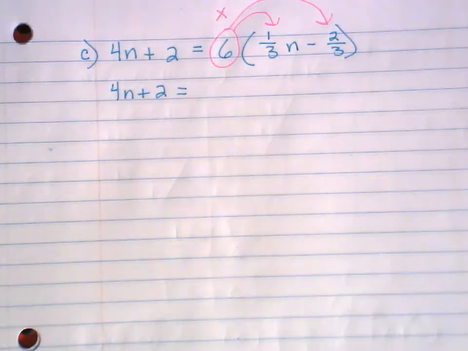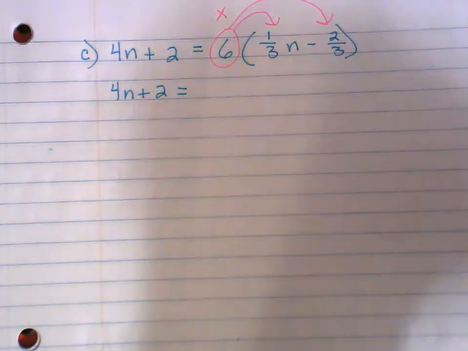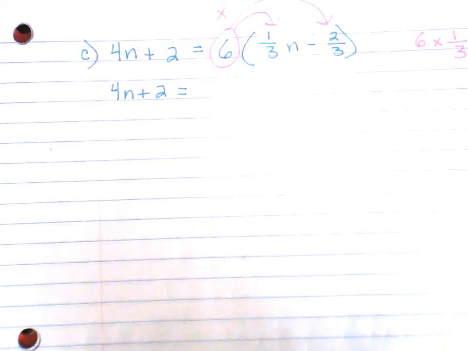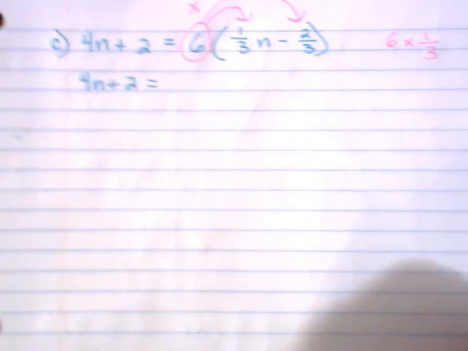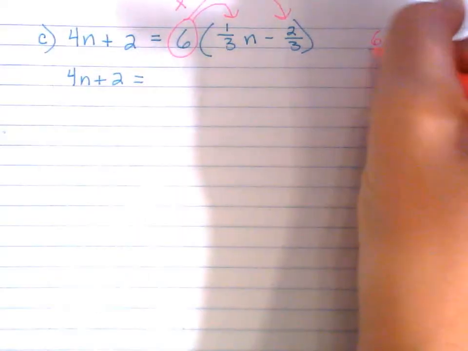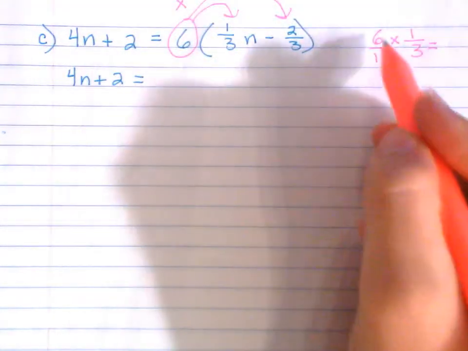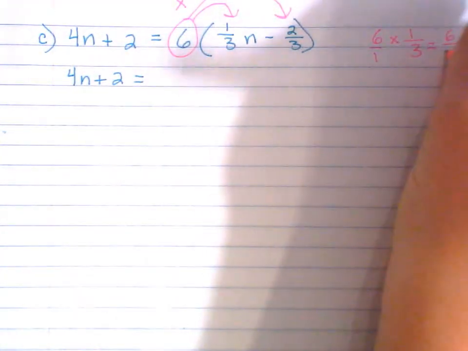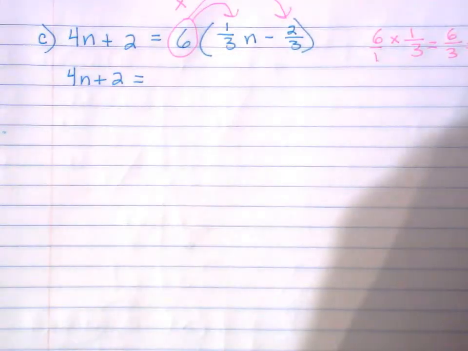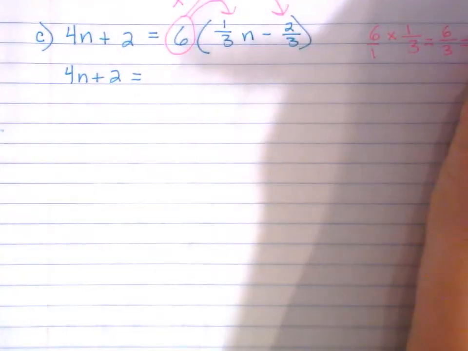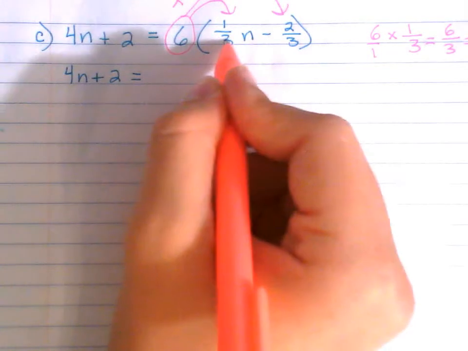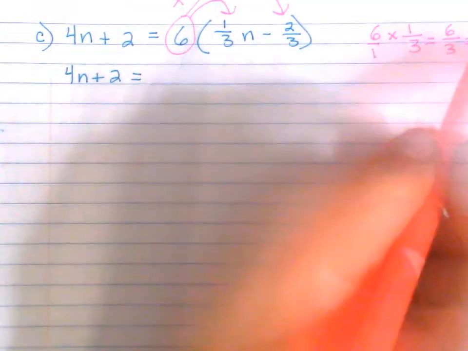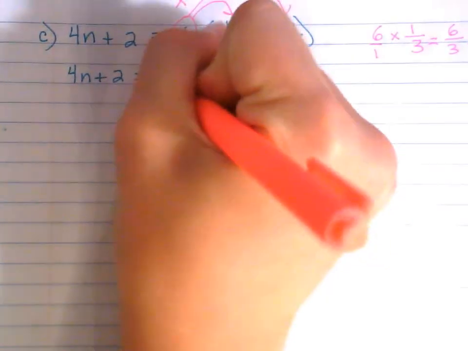Okay, so 6 times 1/3 n. Well, we know that 6 times 1/3, that 6 is over an invisible 1. So 6 times 1 is 6. 1 times 3 is 3. 6 divided by 3 is 2. Guys, that's just the same as saying 6 divided by 3, which is 2. So 2n.